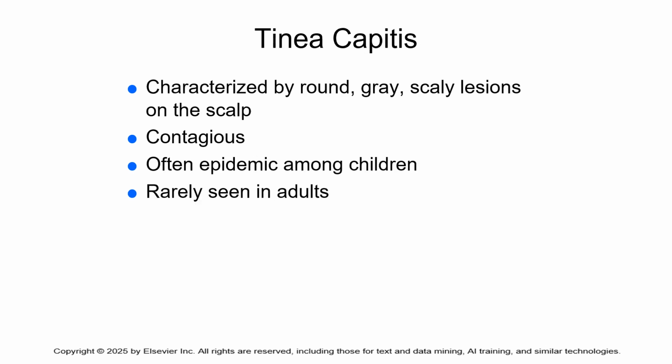Tinea capitis usually looks like little round gray scaly lesions, and they're usually on the top of the head. They are contagious. They tend to spread among children. You don't usually see it in adults.